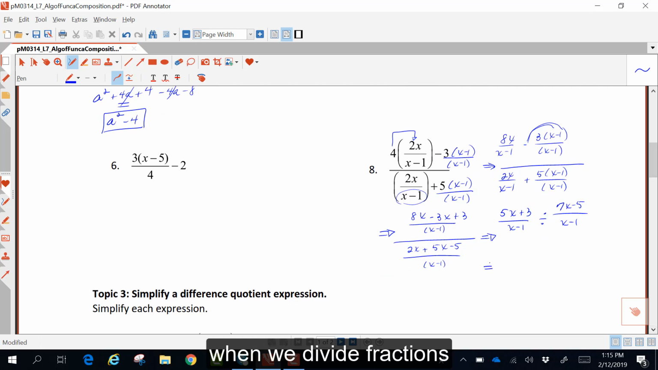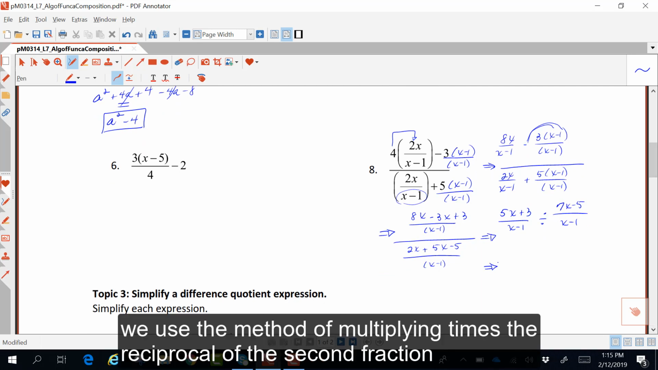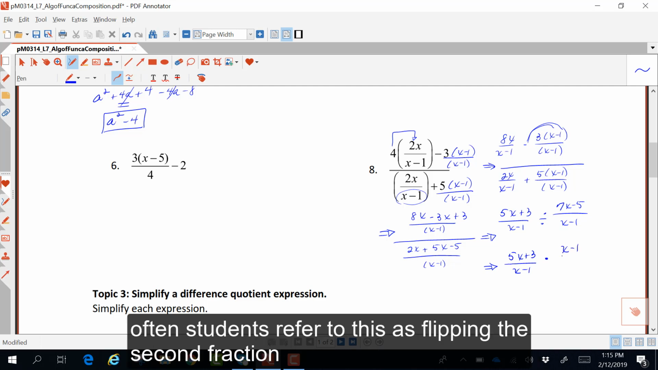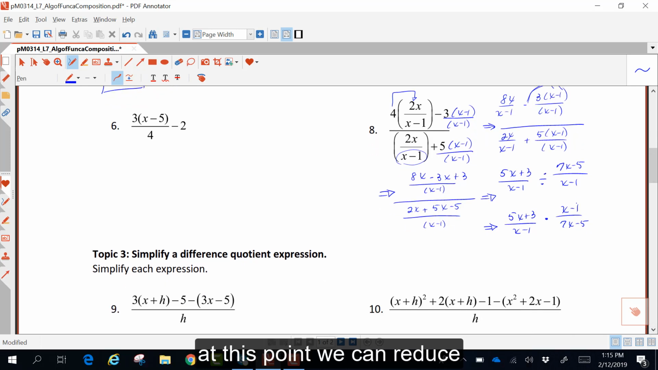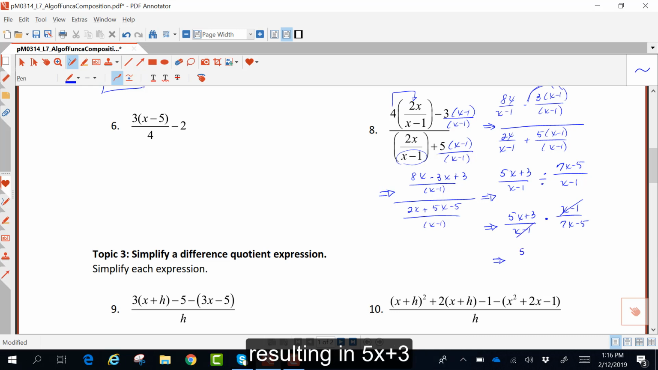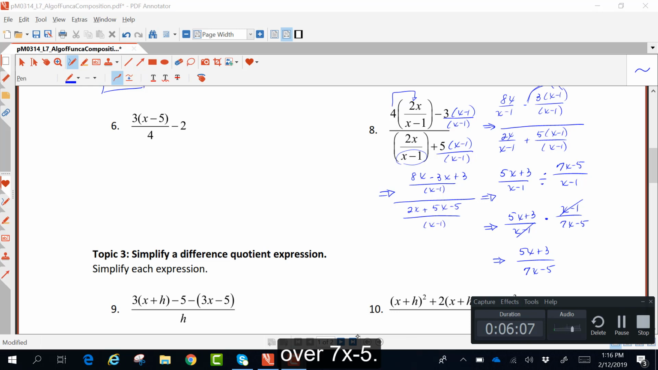When we divide fractions, we use the method of multiplying times the reciprocal of the second fraction. Often students refer to this as flipping the second fraction. At this point, we can reduce the x minus 1 over the x minus 1, resulting in 5x plus 3 over 7x minus 5.